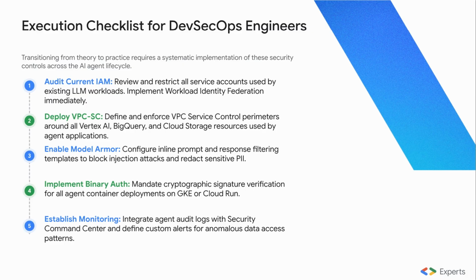So, before concluding, here is a practical checklist for implementing secure AI agents. Review and minimize AI permissions. Replace service account keys with workload identity federation. Deploy VPC Service Controls around Vertex AI, BigQuery, and Cloud Storage. Enable Model Armor for prompt filtering and require binary authorization before deployment. Finally, integrate Security Command Center with centralized logging and automated alerts.